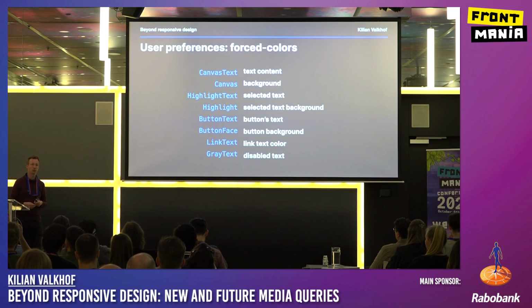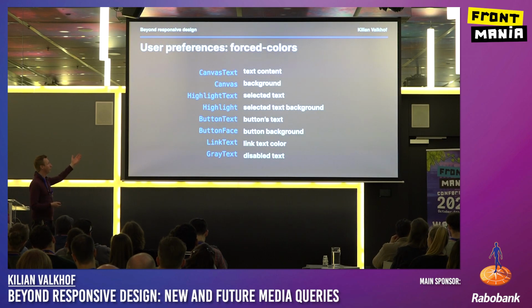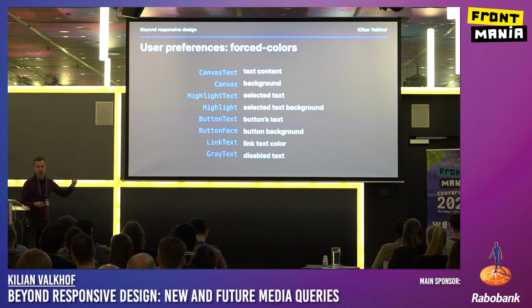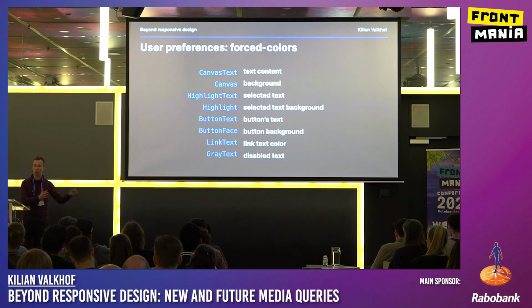And for that, you will want to check, is my SVG in regular text? Then it gets the canvas text color. Is it in a button? Button text. Is it in a link? Link text, etc. But that's great. You now have something that looks great in forced color mode.